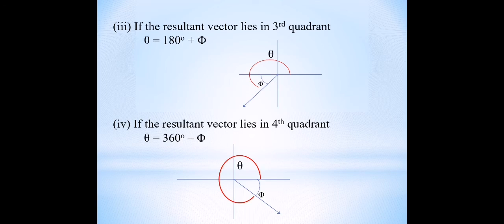So always remember that the angle we find with the help of the formula tan inverse ry upon rx is the angle phi, it is not theta. Phi represents the angle of our vector with the x-axis in its own quadrant, and theta is the standard angle of our vector with the positive x-axis in the anti-clockwise direction.